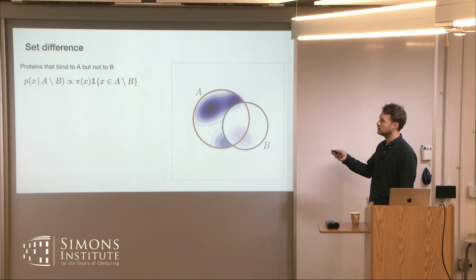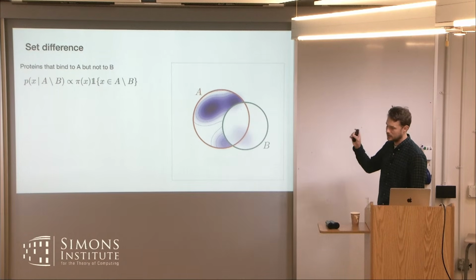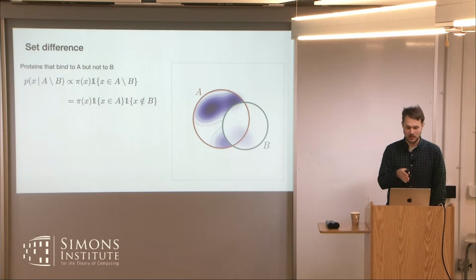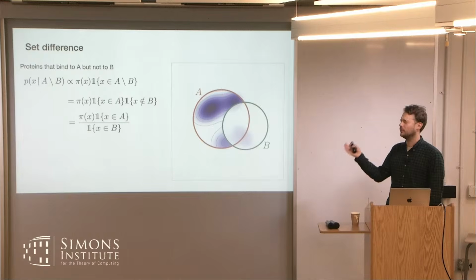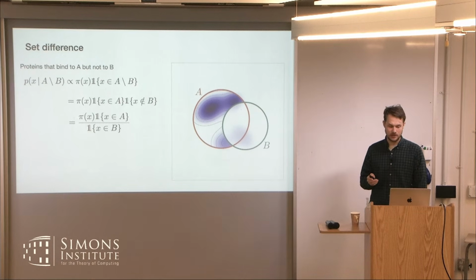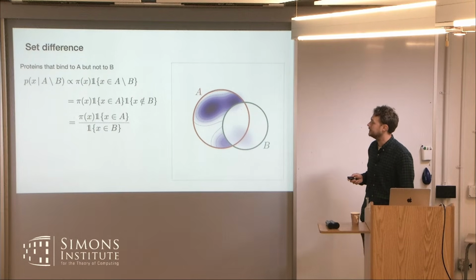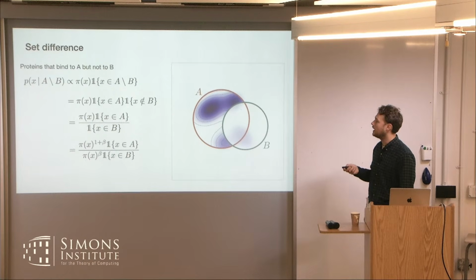We start with the definition of a set, as always. We say that P of x conditioned on A not B, A set minus B, is pi of x by the indicator function, and then we just expand this indicator function as a product of 2. So x should be not in A and not in B, right? And then we apply the same trick from the previous slide to the indicator function x not in B, and we put it into the denominator. That's the whole trick.